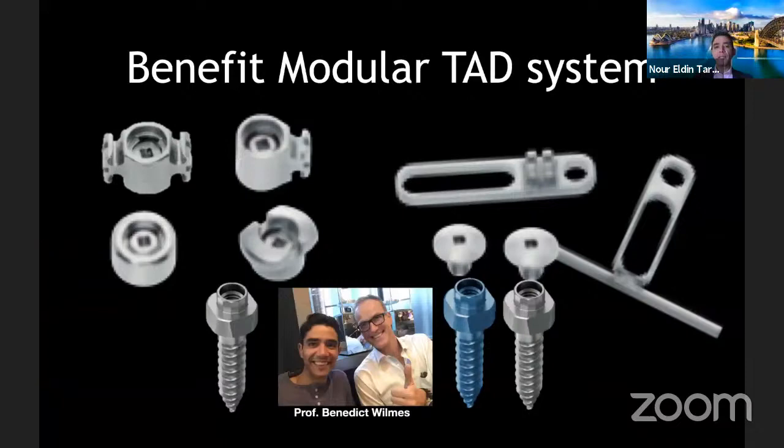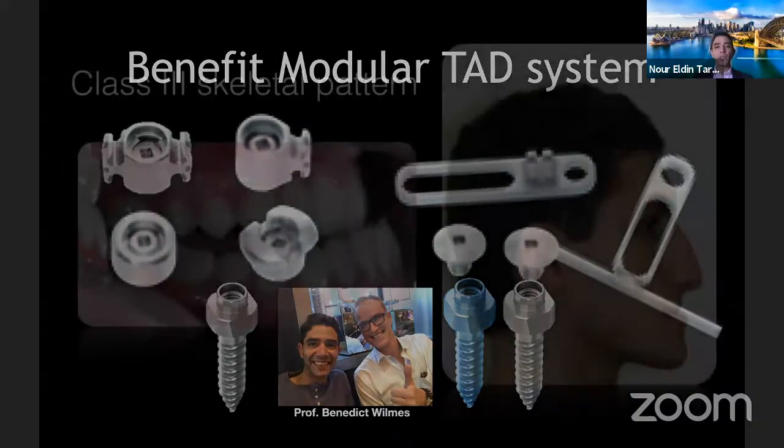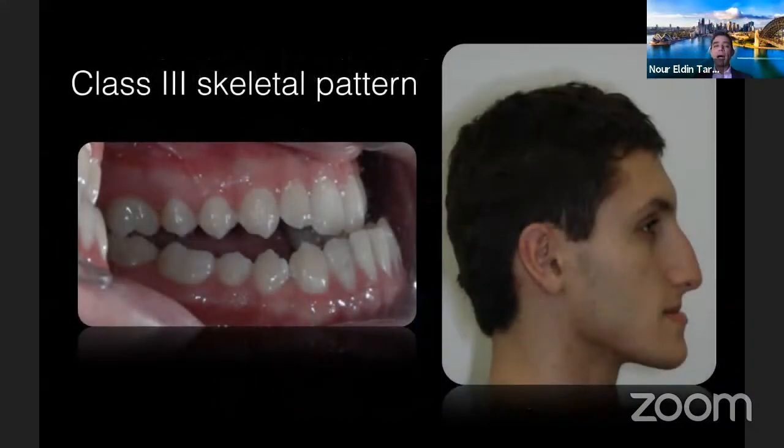The Benefit system, as you probably know, has been invented by Professor Benedict Wilmes, a really good friend and a real inspiration. And I'm very, very lucky to have met him almost 10 years ago and been introduced to this system, which has really changed a lot about how we practice. I do find, and I used to find even as a postgrad, that class 3 malocclusion is one of the more difficult ones to manage in orthodontic practice.